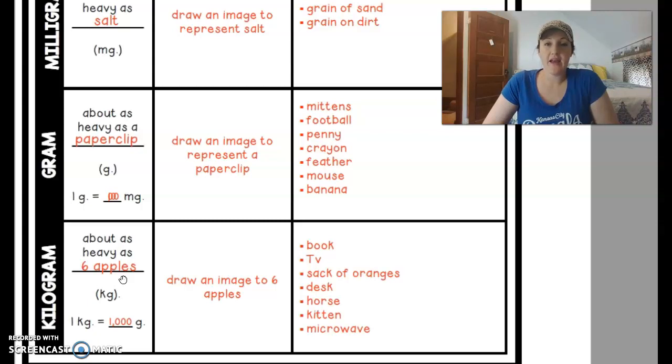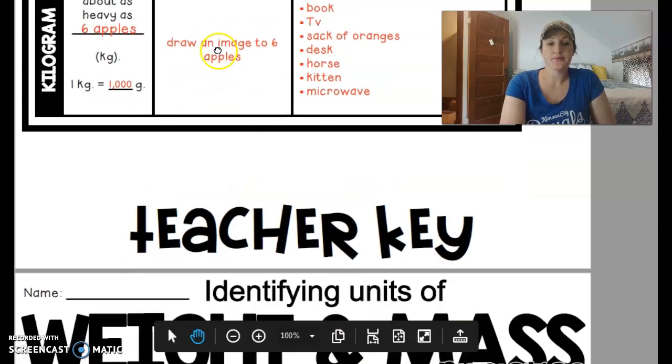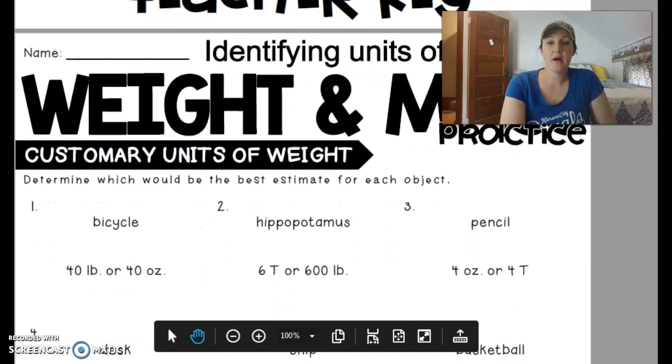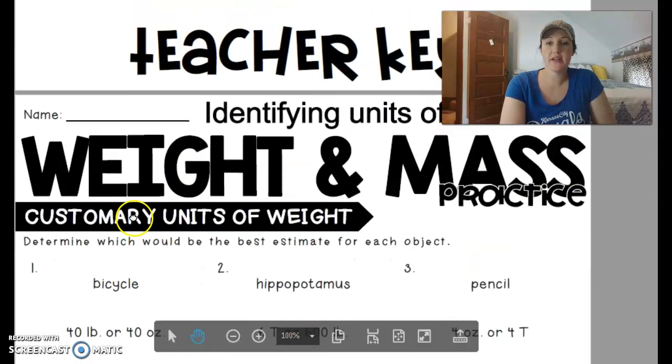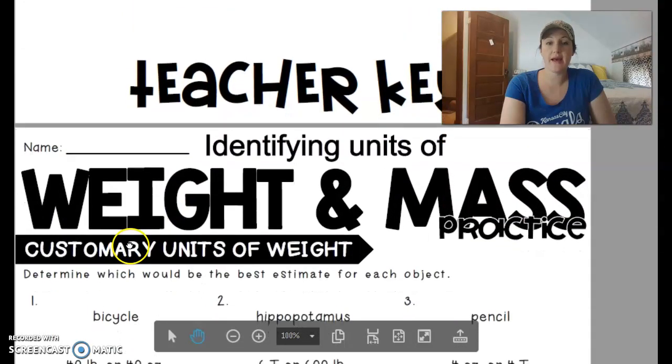All right, that is it for today's math lesson. All you need to do is your anchor charts. You can put these in your math journal or just keep track of them. And then tomorrow, you guys are going to do this worksheet. It's identifying units of weight and mass.